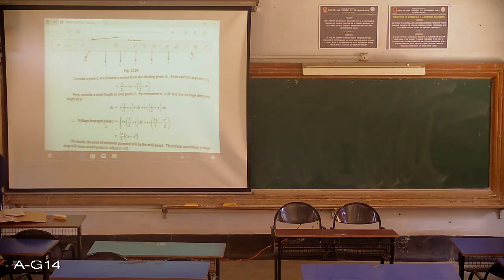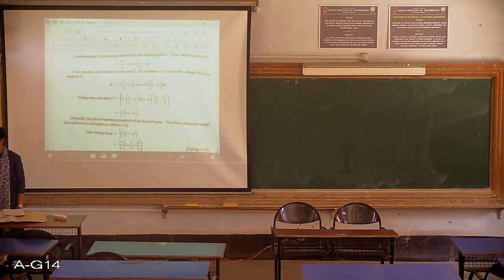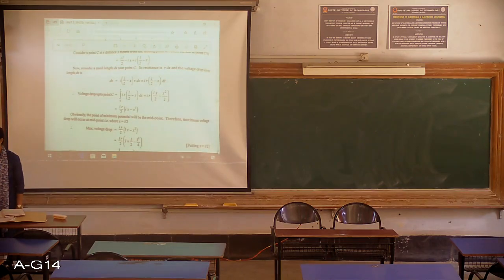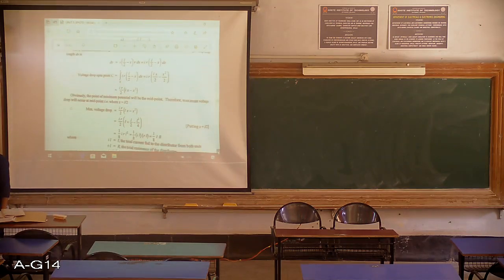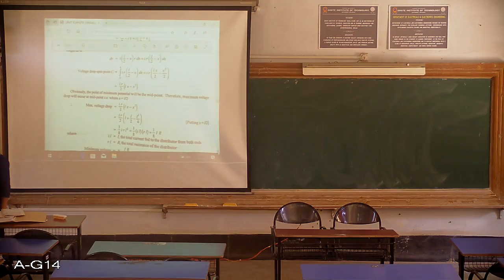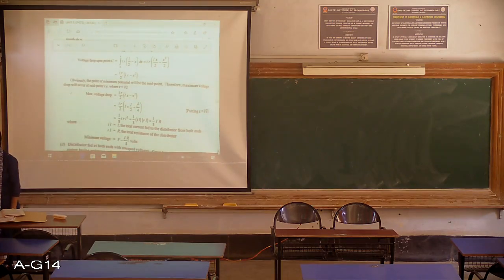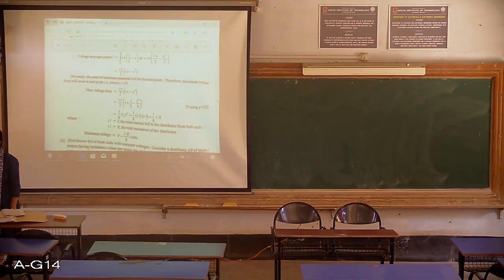So voltage up to the point C, with the same analysis, you have to integrate between the limits 0 to x. You will end up with i r by 2 into (Lx minus x square). The minimum potential will be at the midpoint. Maximum voltage drop will occur at the midpoint where x is equal to L by 2. If I substitute x is equal to L by 2, I will get the maximum drop. So maximum drop you will end up as 1/8 of IR.